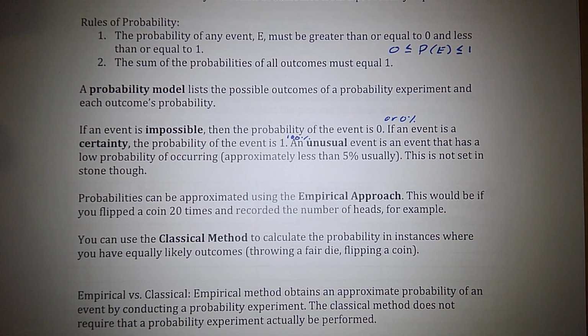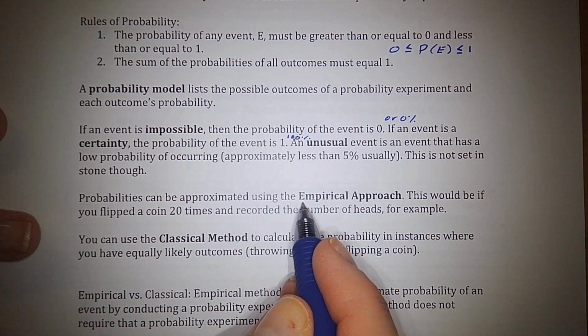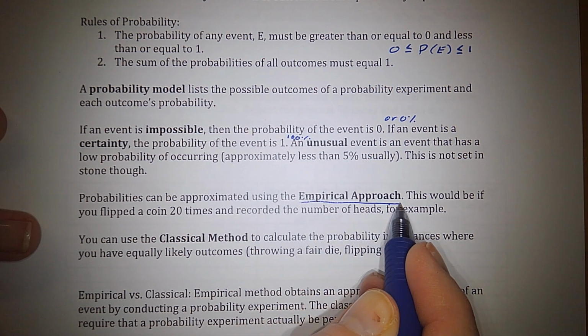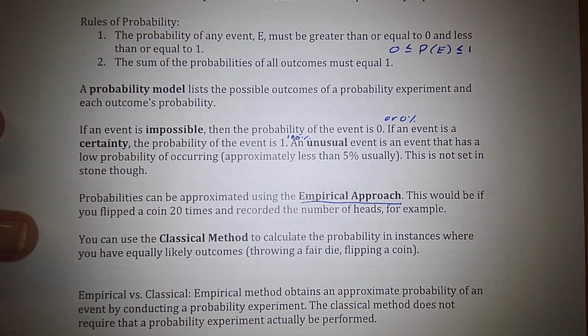An unusual event is an event that has a low probability of occurring, usually less than 5%, although this is not set in stone. Probabilities can be approximated using two methods, which we will demonstrate on the next page. The first is the empirical approach.